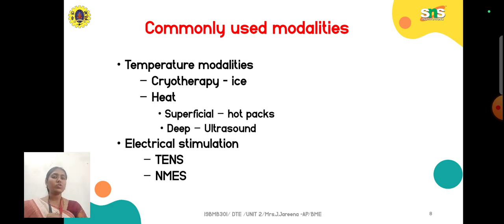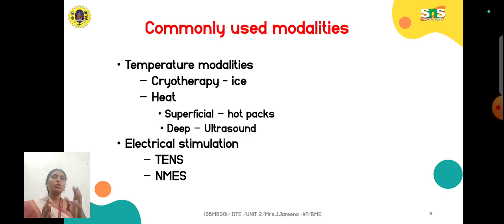That is the temperature modalities. Another one is electrical stimulation. For temperature modalities, we have cryotherapy, that is the ice cold type, and heat therapy, that is the superficial type or the deep type. The next one is electrical stimulation, that is TENS and NEMS. These are the different types of modalities we can use in physiotherapeutic equipment. The thing is that we have to decide which type of treatment to go for in which condition.